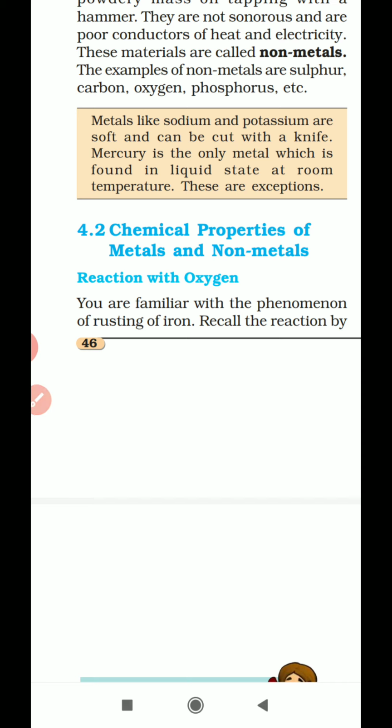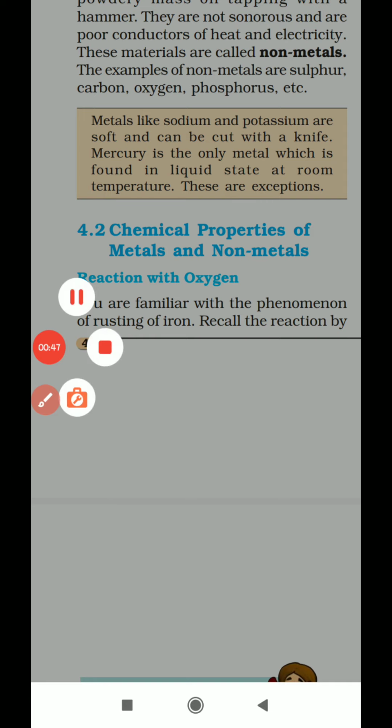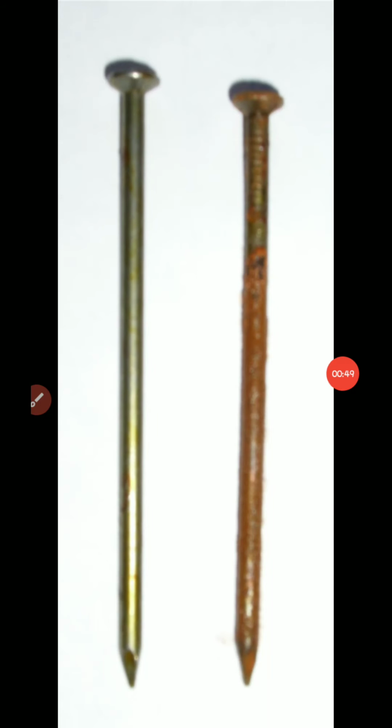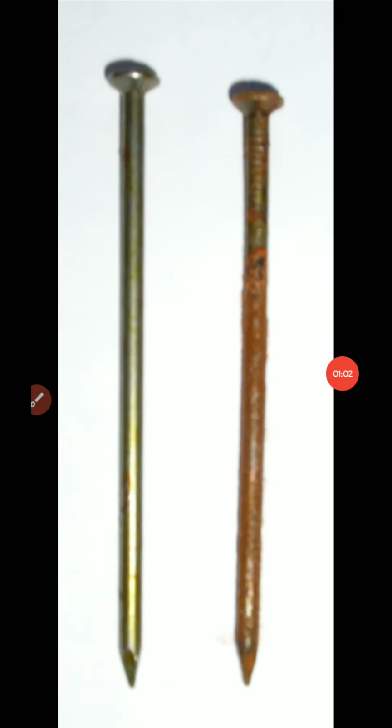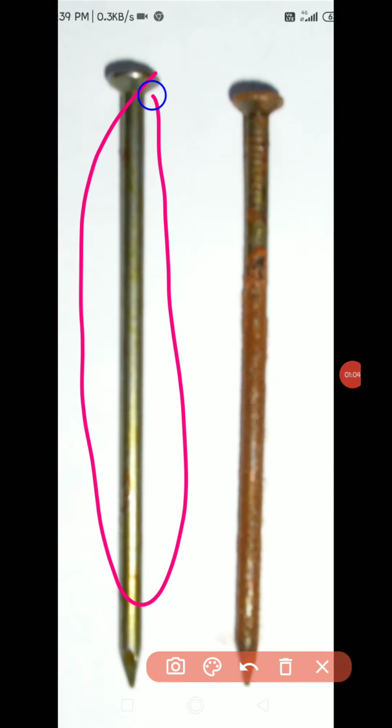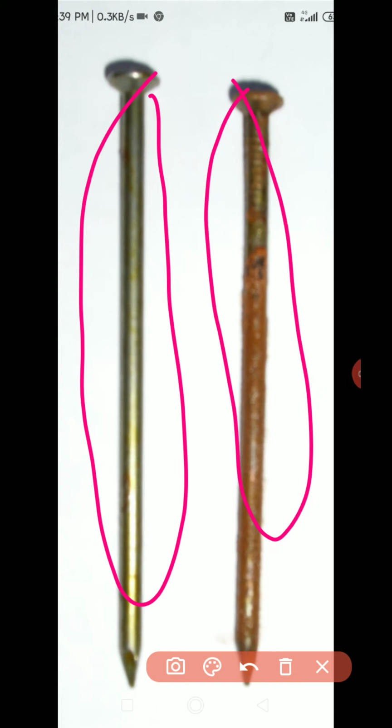You are familiar with the phenomenon of rusting of iron. What do you mean by rusting of iron? You can see a photo on your screen, right? This is an iron nail. This one is a rusted iron nail. After rusting, you can see some reddish brown coating on the iron nail.